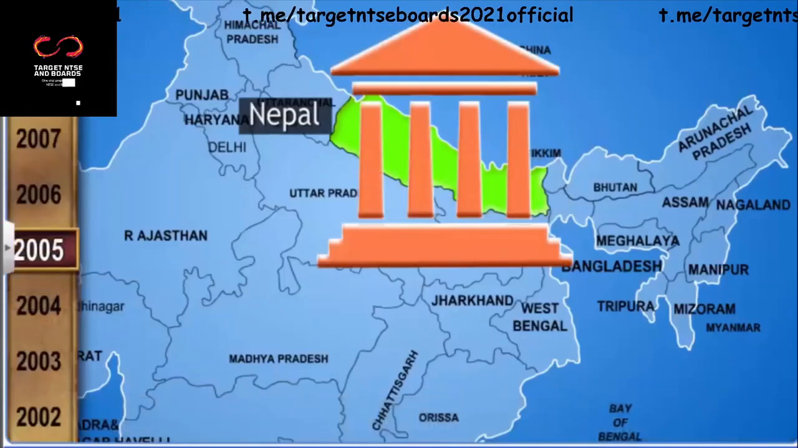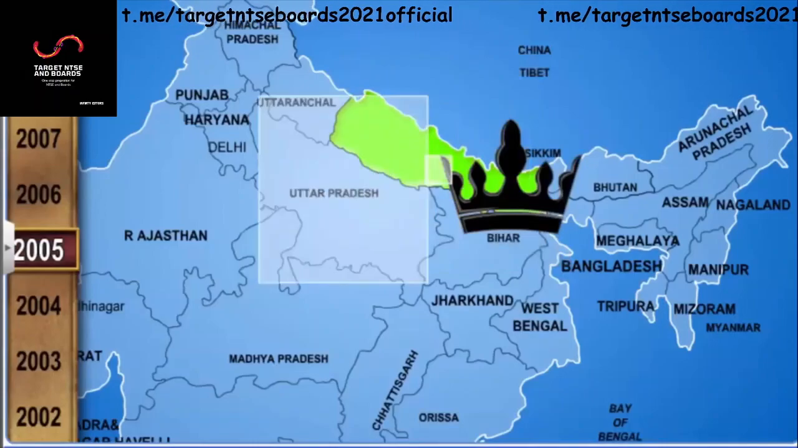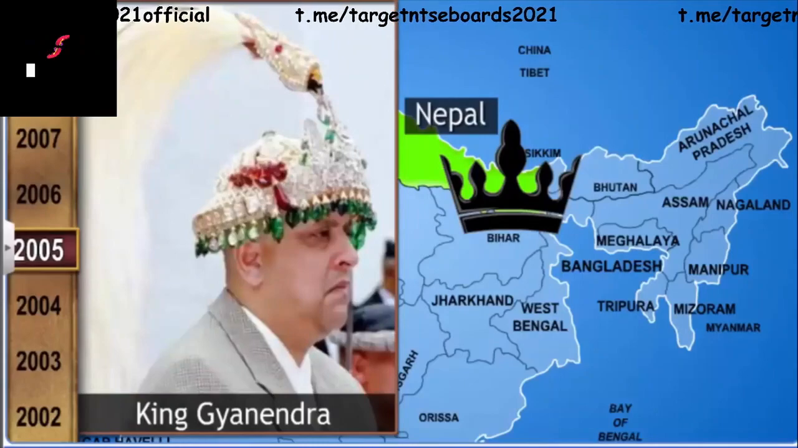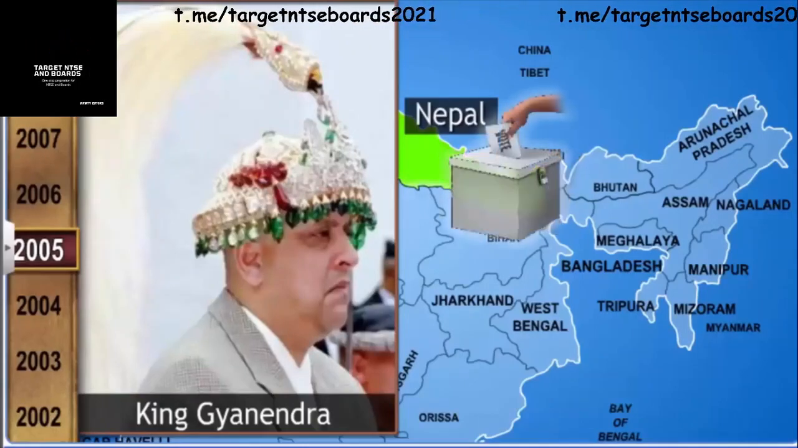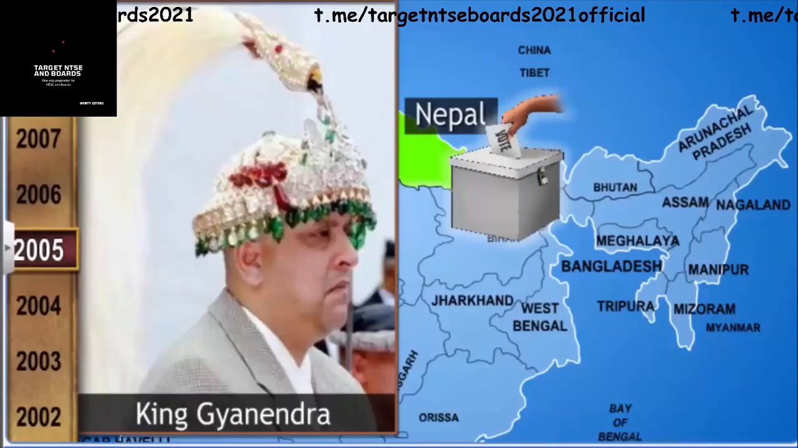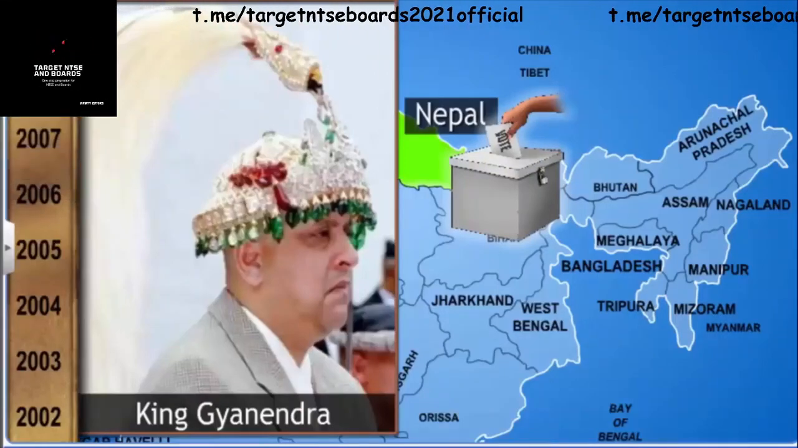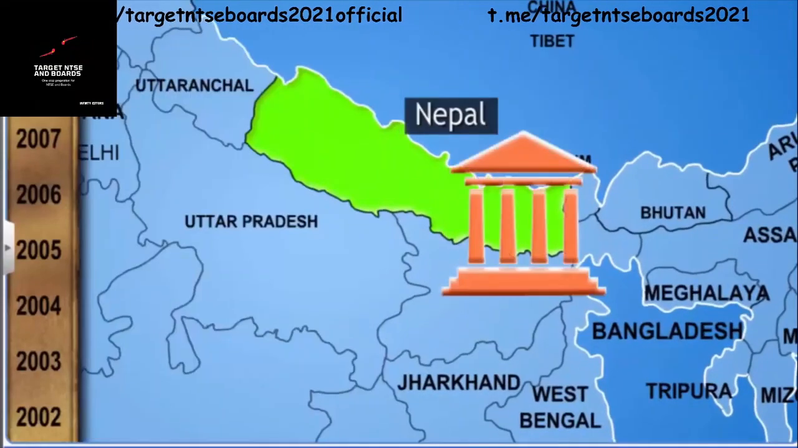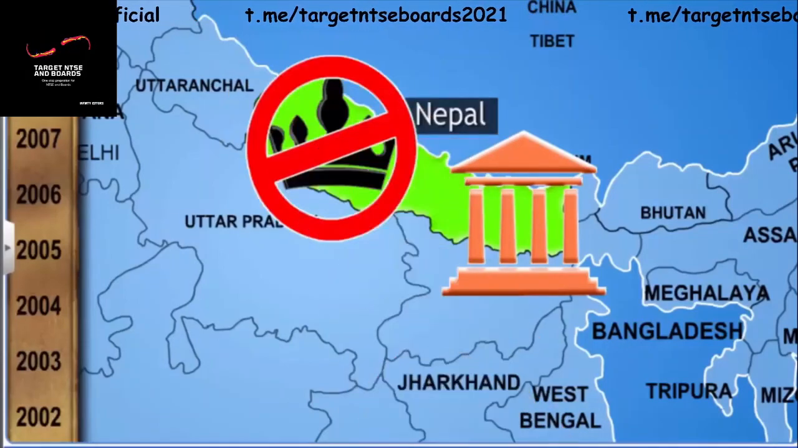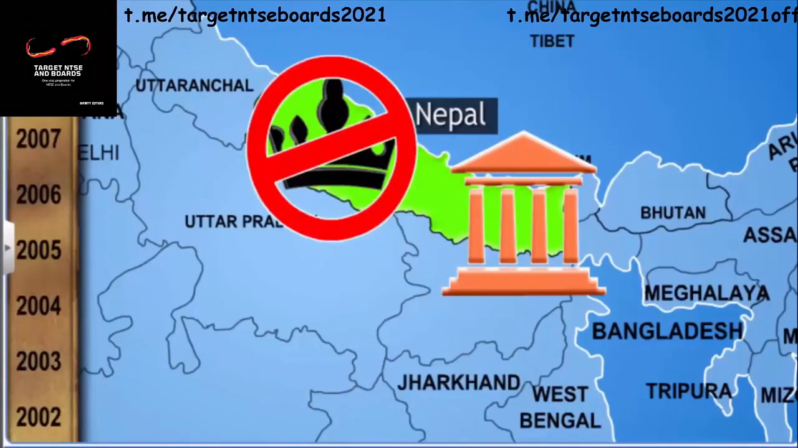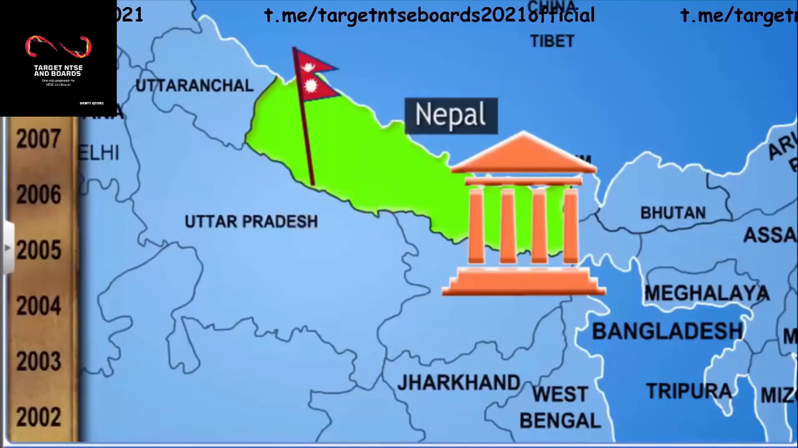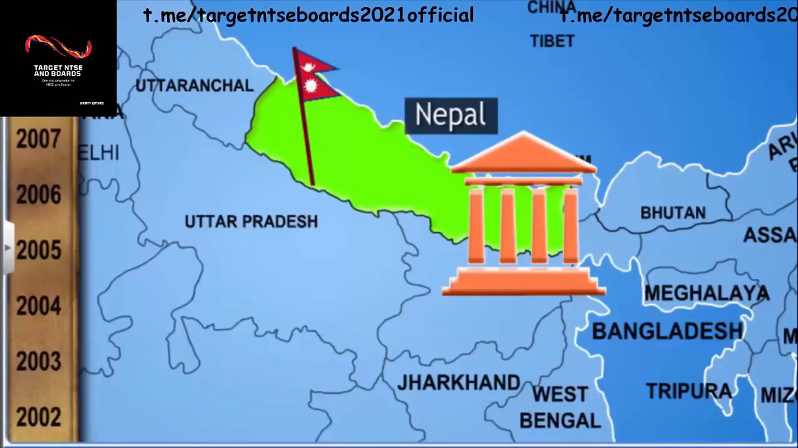In 2005, King Gyanendra took complete control of the government, dismissing the elected parliament. Following opposition to his direct rule, he was peacefully deposed in 2008. Thus, Nepal's newly elected Constituent Assembly abolished the monarchy after the elections in April 2008. Nepal is now a federal republic.